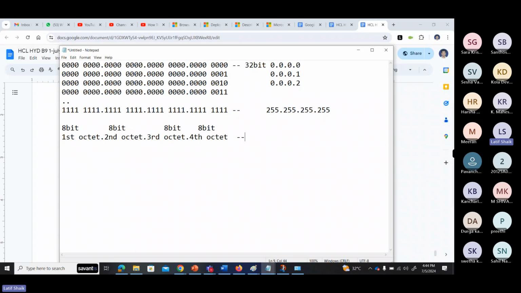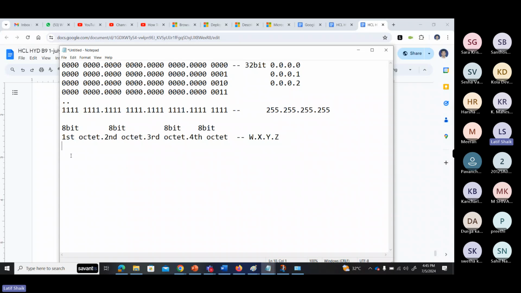In certain textbooks, to make it easy, they use the concept of W.X.Y.Z. W represents the first octet, X the second octet, Y the third octet, and Z the fourth octet. Actually, you should always call them the first octet, second octet, third octet, fourth octet. Some people think octet sounds like something big, so for easy purposes they use W, X, Y, Z.